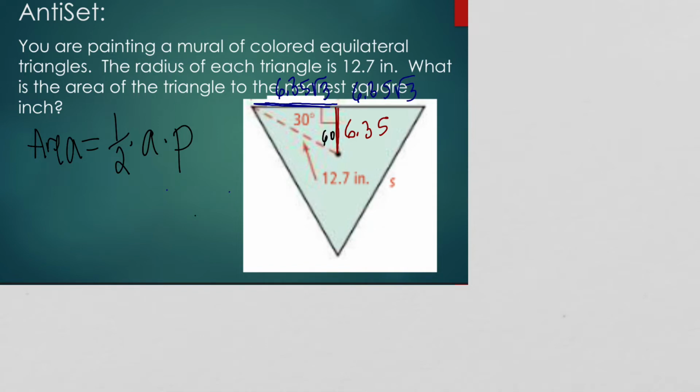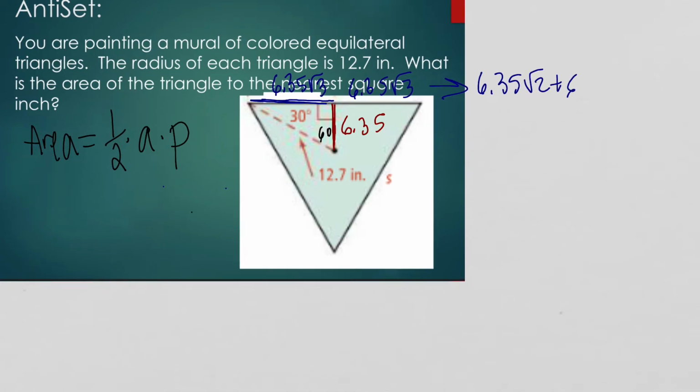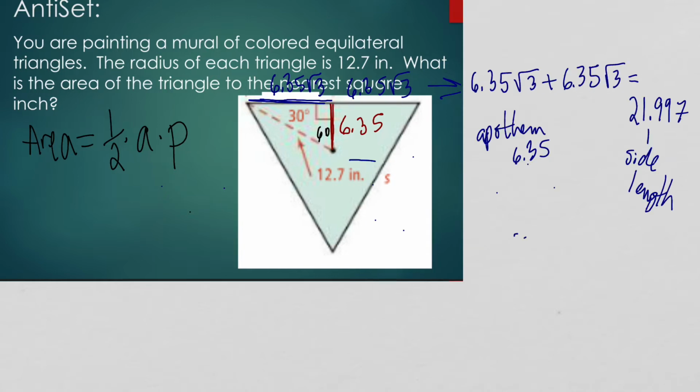They said they want the answer to the nearest square inch, so I could actually get this in decimal form. So we're doing 6.35 root 3 plus another one to get the side length of this triangle. Okay, so when I put that in the calculator, I'm going to leave it kind of long here: 21.997 is the side length. The apothem is the 6.35.